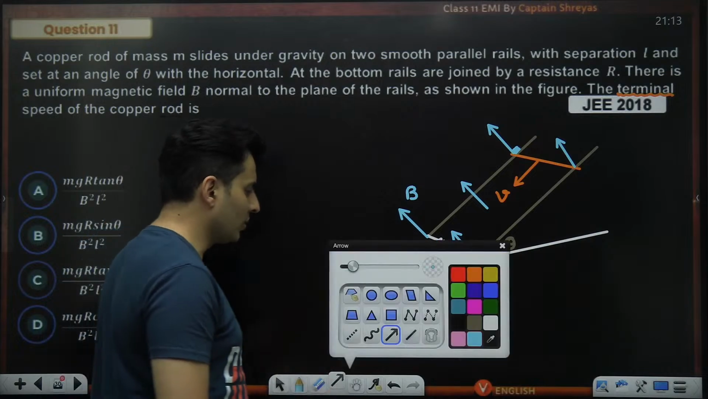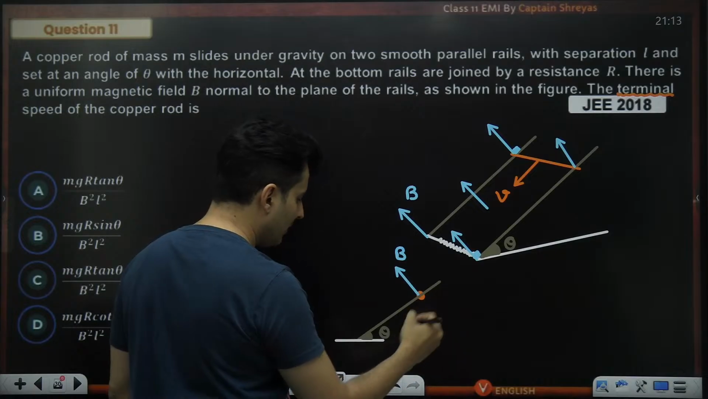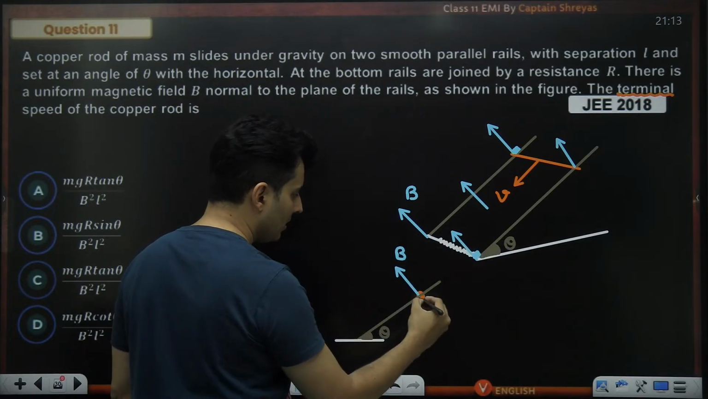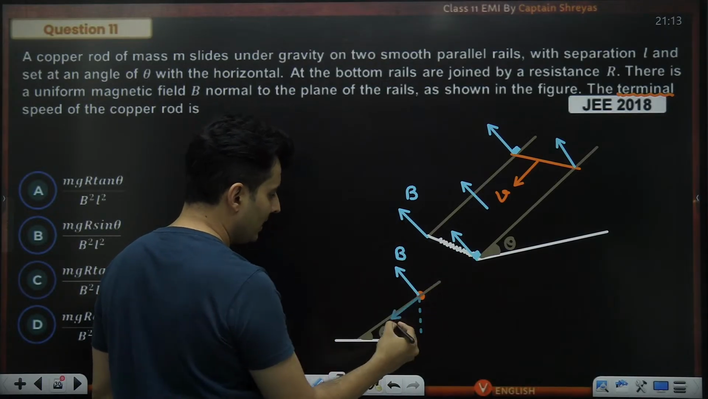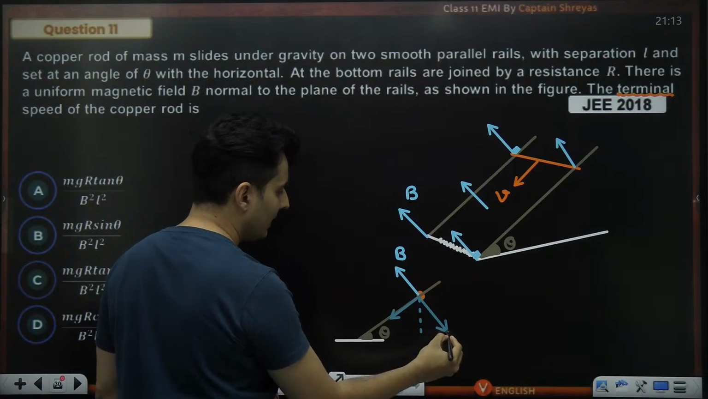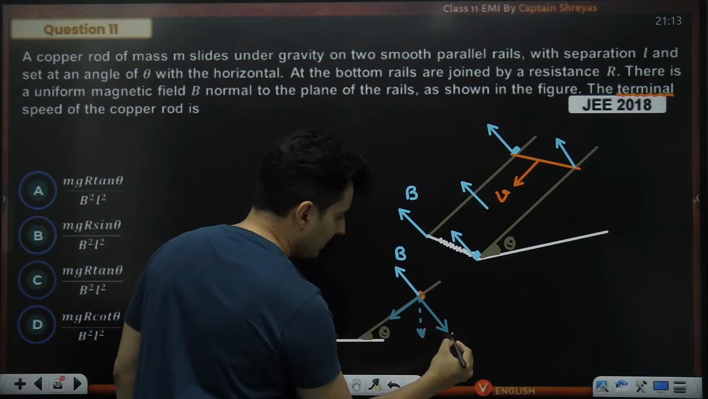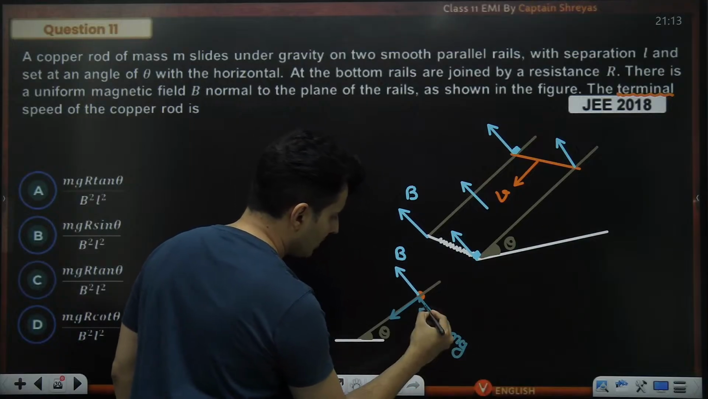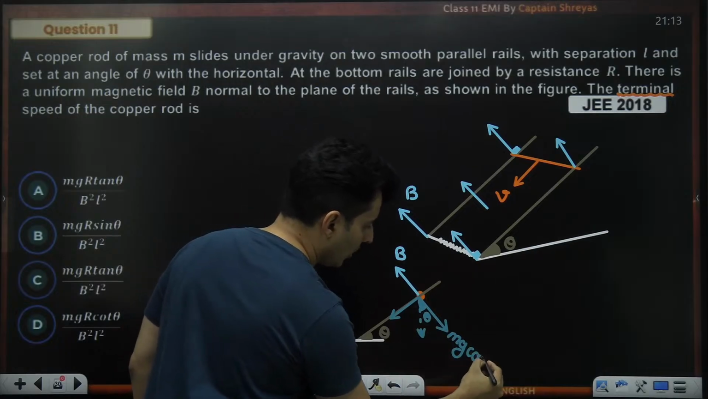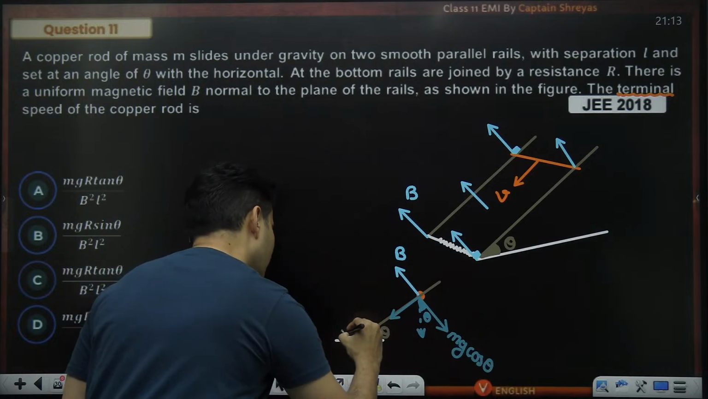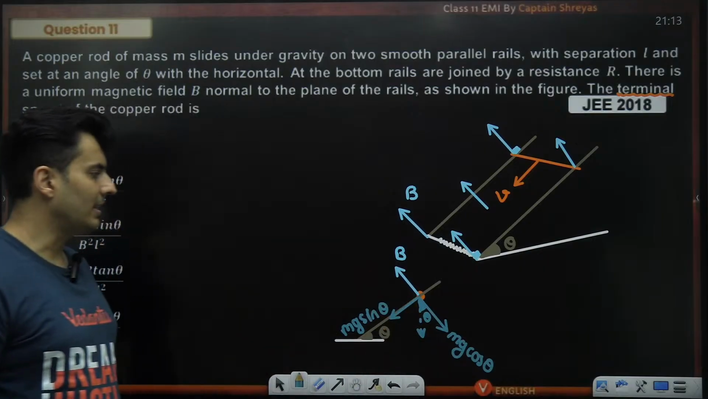Now let's see what forces are actually present. First force is the weight itself, and mg will be downwards. But I can split mg into two components, one like this and the other like this. And we know by experience that this will also be theta. This will be mg cos theta, and this will be mg sine theta.